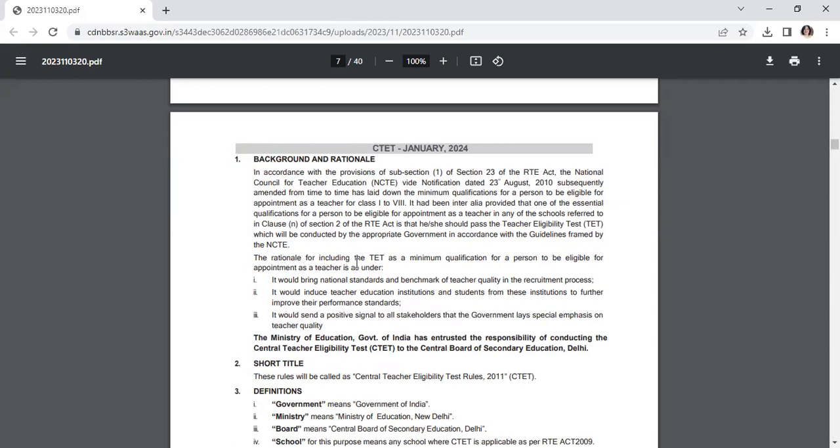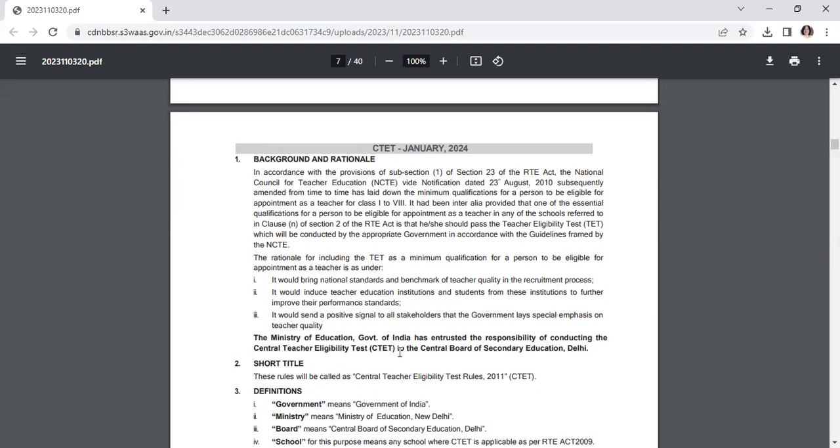The rationale for including the TET as a minimum qualification for a person to be eligible for appointment as a teacher is as under. It would bring national standards and benchmarks of teacher quality in the recruitment process. It would induce teacher education institutions and students from these institutions to further improve their performance standards. It would send a positive signal to all the stakeholders that the government lays special emphasis on teacher quality.